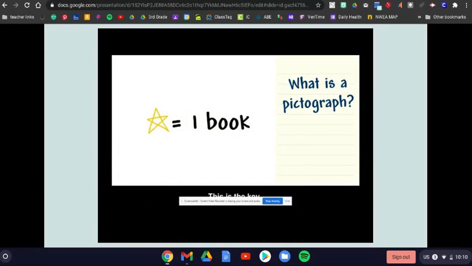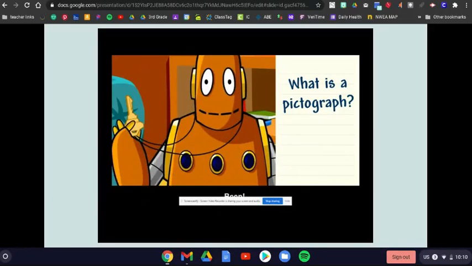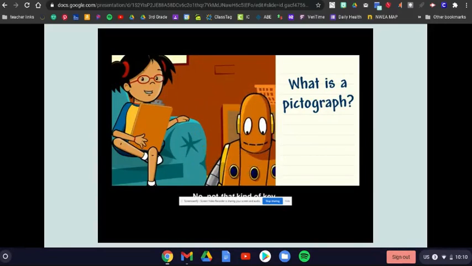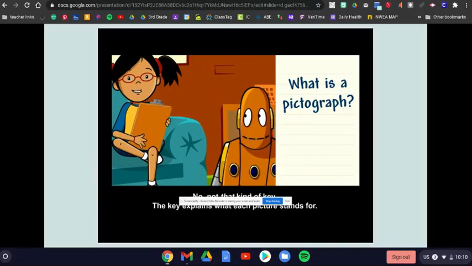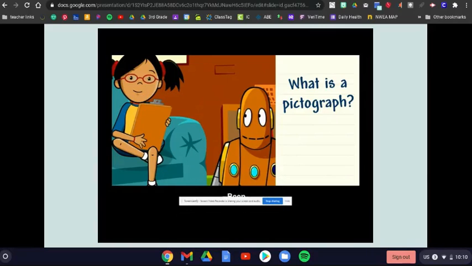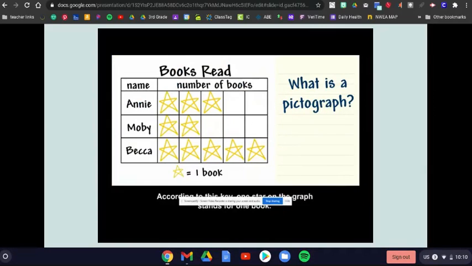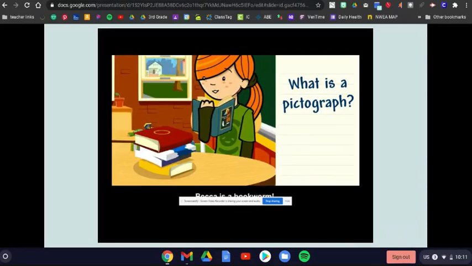This is the key. No, not that kind of key. The key explains what each picture stands for. According to this key, 1 star on the graph stands for 1 book. Count the stars to find out how many books each person read. I read 1, 2, 3 books. Becca read 1, 2, 3, 4, 5 books. Becca is a bookworm.